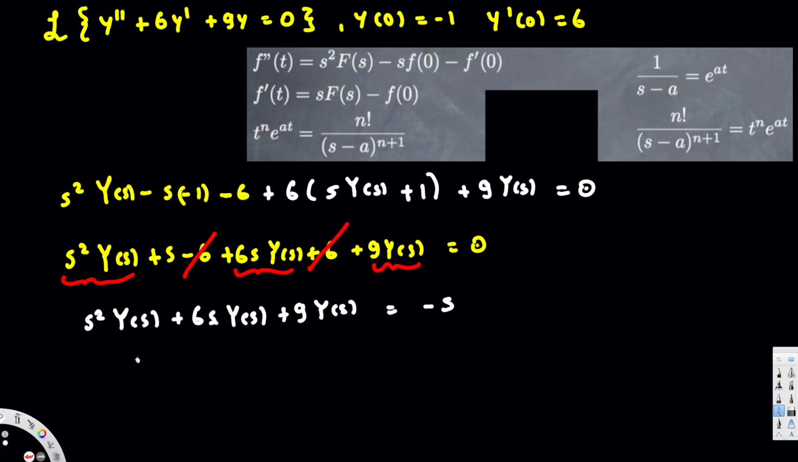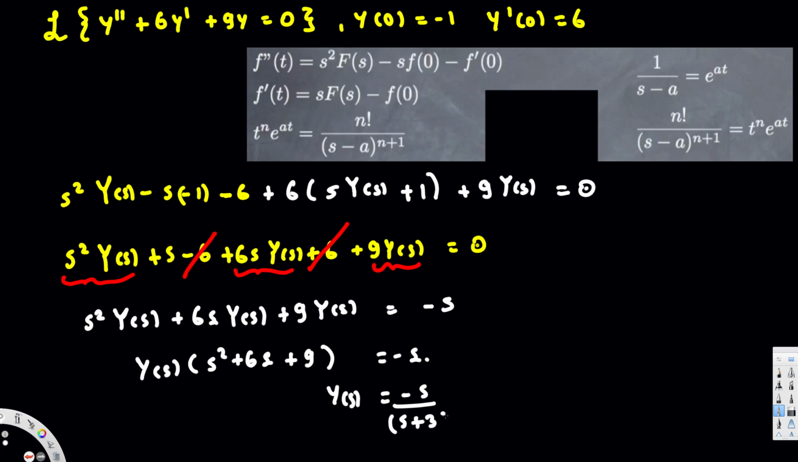If we take Y of s common, this becomes s squared plus 6s plus 9, equal to negative s. From this you can see this is a perfect square trinomial. This is s plus 3 whole squared. So I'm going to bring this to the other side and write it down: Y of s is equal to negative s over (s plus 3) whole squared.